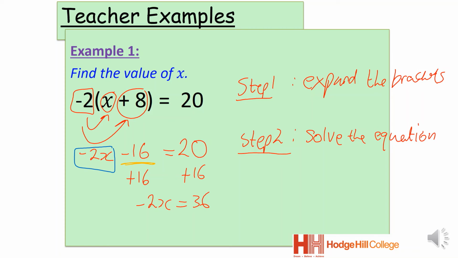So x times negative 2 equals 36. So the inverse of times by negative 2 is divided by negative 2 on both sides. So I'm going to divide them both by negative 2, and now x equals negative 18. And that is our final answer.